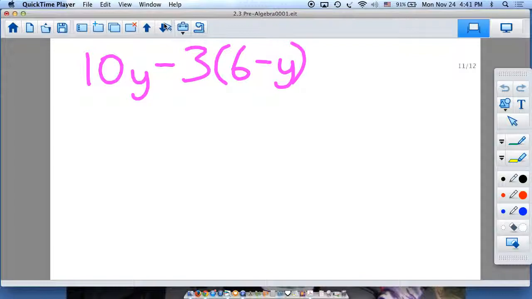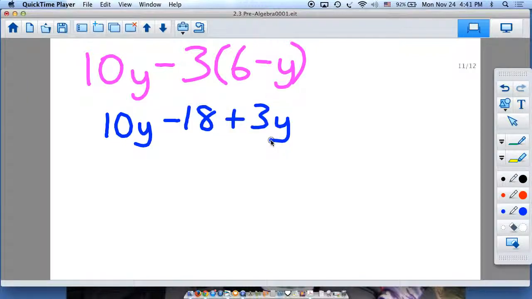Now we need to distribute this negative 3. Please pay attention to that minus sign in front of that 3. We got to apply it like it's a negative. So I bring down the 10y. Now we're going to distribute negative 3 to 6. Negative 3 times 6 is negative 18. Negative 3 times a negative y, negative times a negative we know is a positive. So I write positive 3y plus 3y. Now we need to combine our like terms. 10y plus 3y is 13y minus 18.